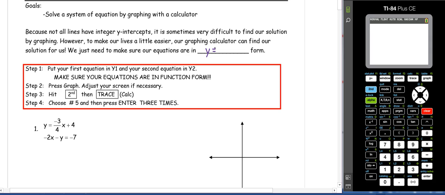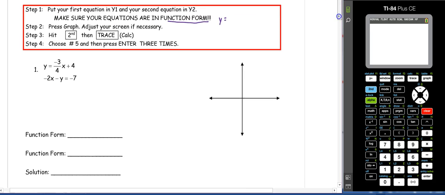First, we're going to make sure that our equations are in y equals, which is function form. So we always want to have y equals, and then that's going to be our y1 and y2. We're going to put those in the calculator. We're going to graph and make sure it fits on our calculator screen, and then we're going to hit second trace, calc, which is option 5, and we hit enter 3 times.